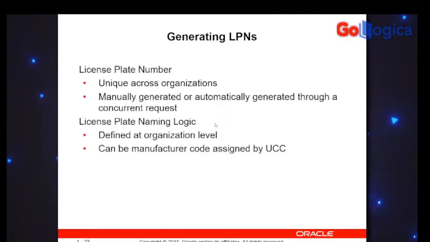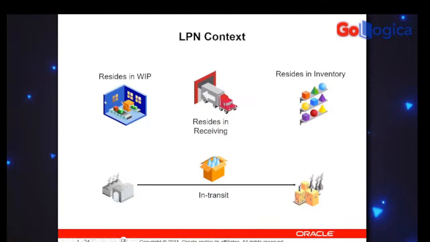So this is what I just told you. LPN number is unique across the organization. You will have only one unique number, it cannot be the same for two, and it can be manually generated, or automatically generated through a concurrent request, or it can also be generated through Control plus G. It is defined at organization level, which I just showed you in the org parameters, and can be a manufacturer code assigned by UCC. So that is the LPN generation setup.